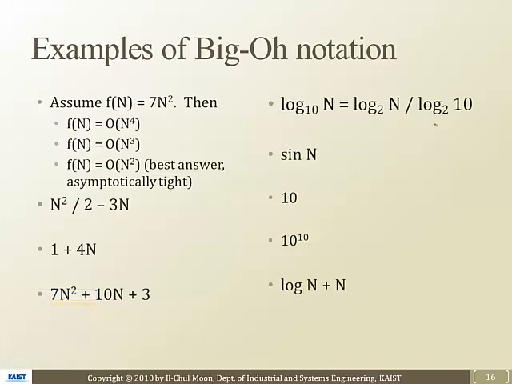Again, coming back to the big O notations, assuming that we have f(n) = 7n², then f(n) = O(n⁴), O(n³), O(n²) are all true, but O(n²), n quadratic or n squared, is going to be the best answer because it is asymptotically tight. It has the equal growth rate, and it's the asymptotically tight estimation.